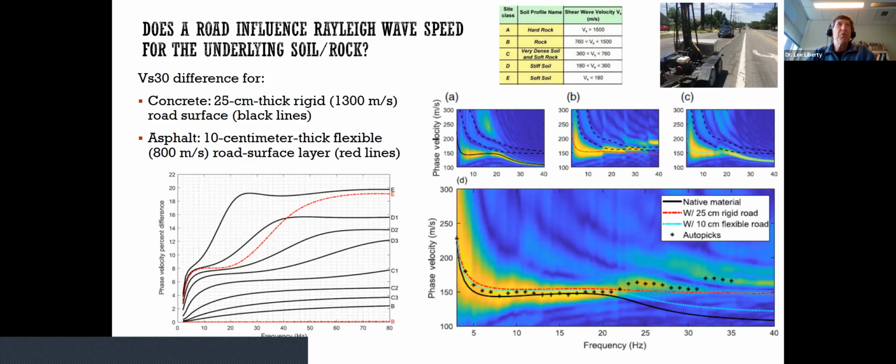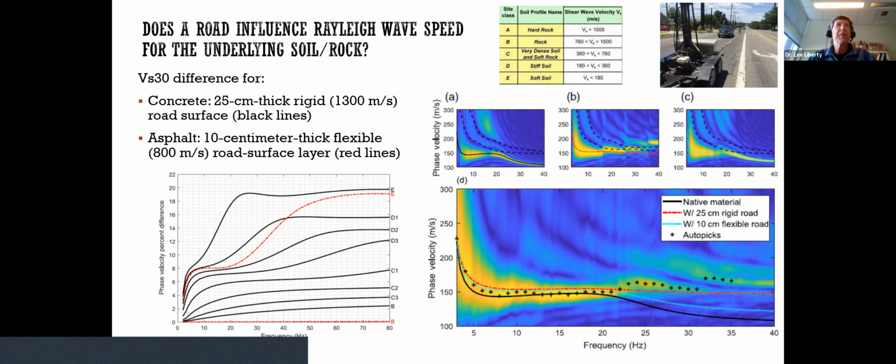You may have asked, or you may ask, does the road influence the Rayleigh wave speeds for the underlying soils and rocks? So Gabe Gribler, for part of his dissertation, looked at this question and modeled it with real data and compared it to synthetic data. He modeled it with both a 25 centimeter thick concrete layer and a 10 centimeter thick flexible asphalt layer, two scenarios that we've encountered.